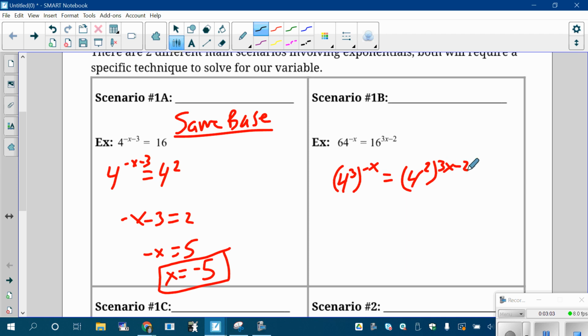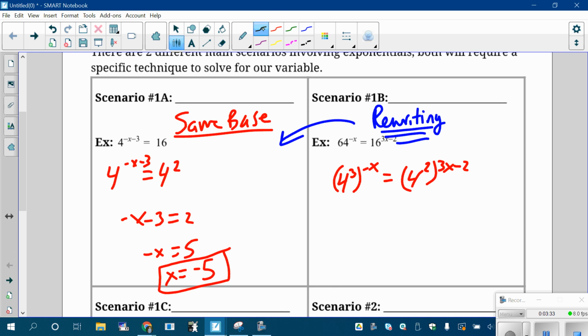Why am I doing this? Because I want it to be same base, oh yeah. Because it makes my life easy. I just set the exponents equal to each other. So here, I'm doing a little bit of rewriting, using a little bit of exponent rules, properties that I know, in order to make it into same base, oh yeah. That's why it's still scenario 1, which is same base. You want both sides at the same base.